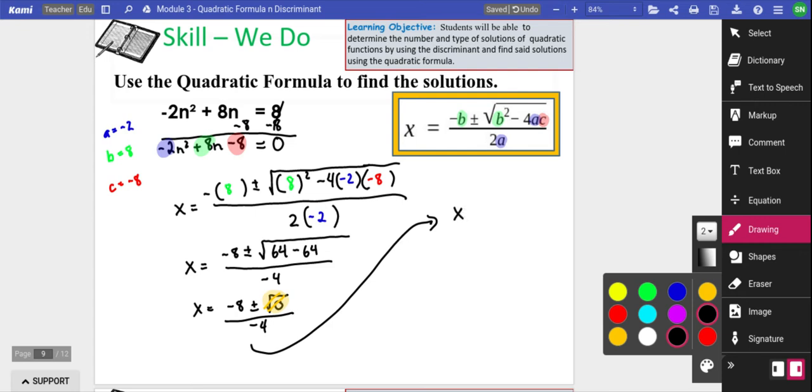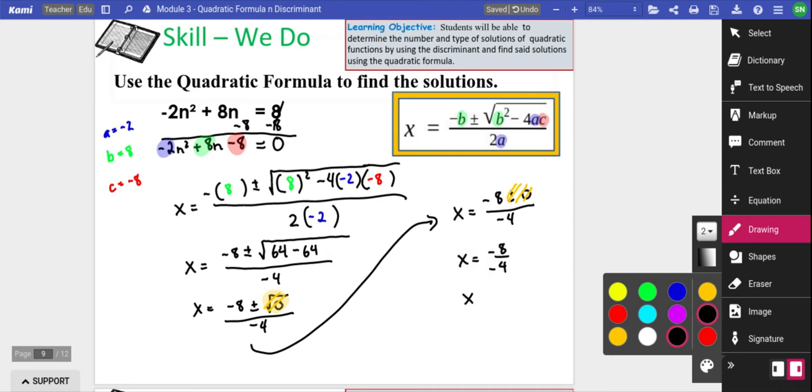We'll bring this over here. So we have x equals negative 8. Again, if you do plus or minus 0, you're not changing the problem at all. Over 4. So this can actually disappear whenever the number to the right is 0. And we have x equals negative 8 over negative 4.